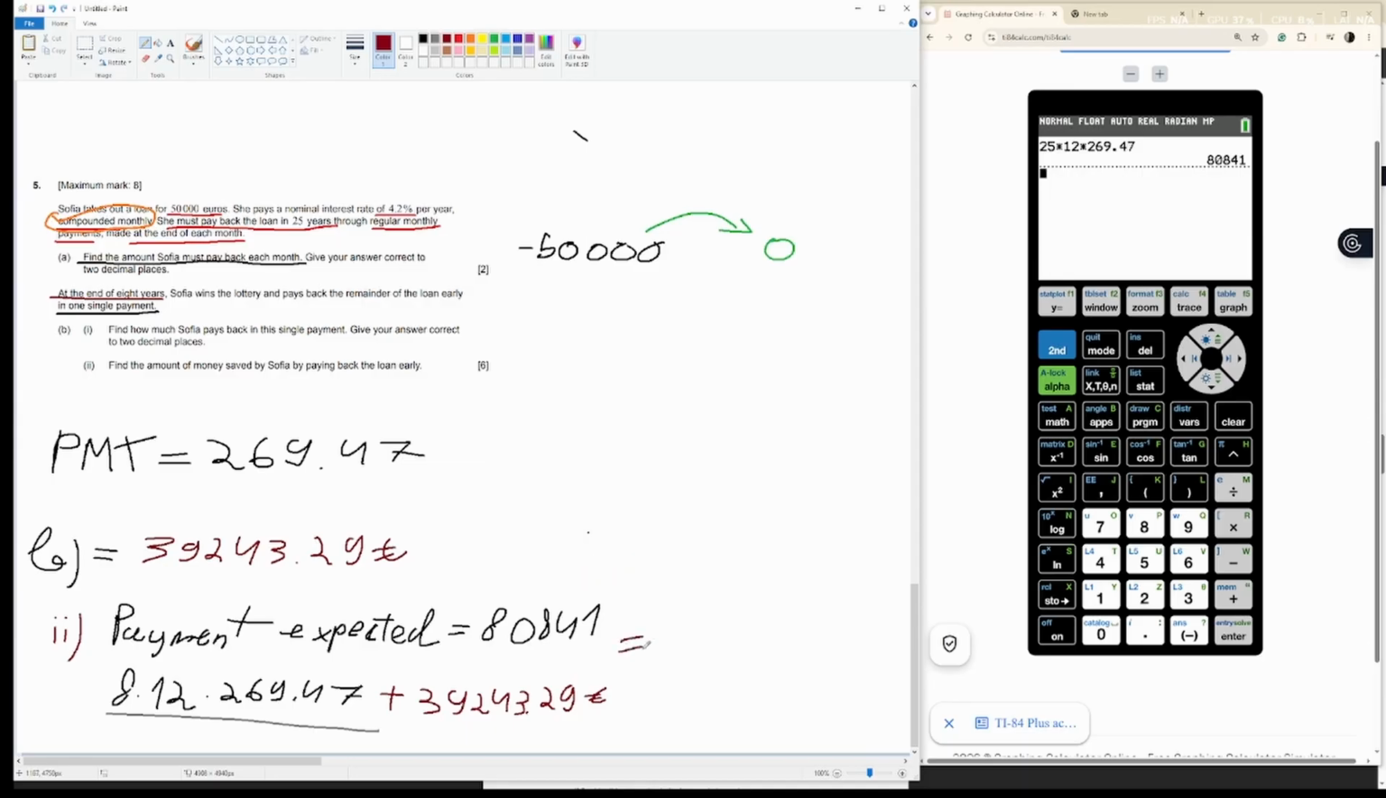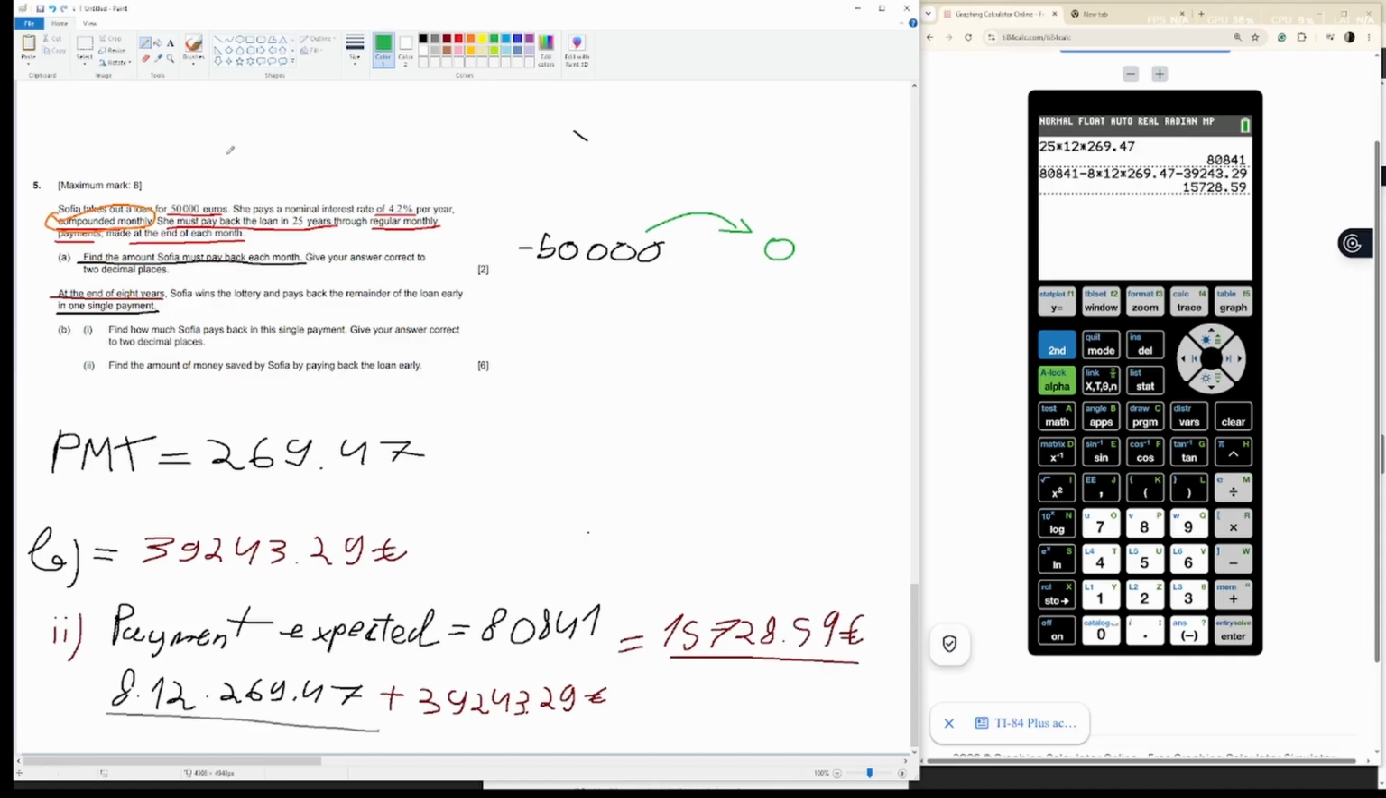And then what we have to do is take these and subtract, and we can get the final answer of 80,841 minus 8 times 12 times 269.47, because it's the amount of payments that she made. And then we also have to subtract the other payment that she made after winning the lottery, and you get your answer to be around 15,259. That's how much she saved.